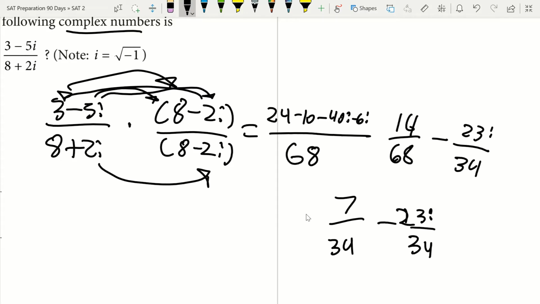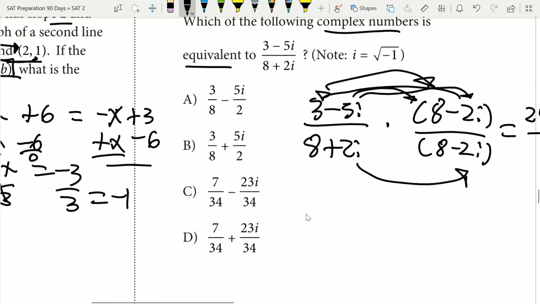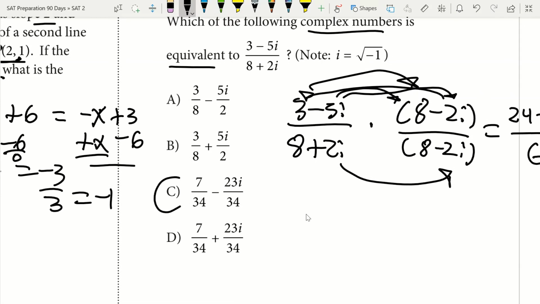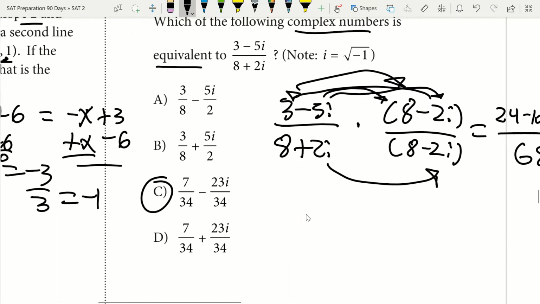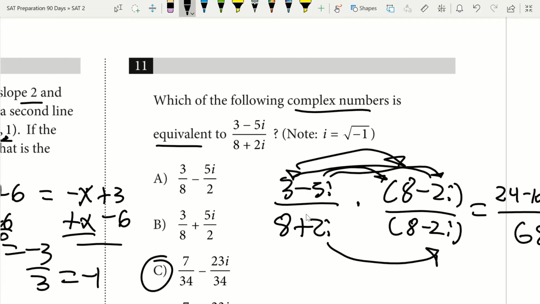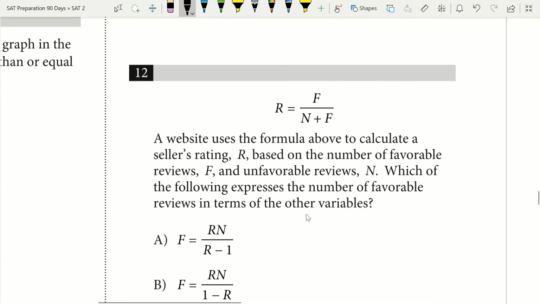Let's look for an answer that's got that. Okay, I see that I've got it right here. So my answer there is going to be C. So that's C for number 11. Okay, now we've got question 12 right here.